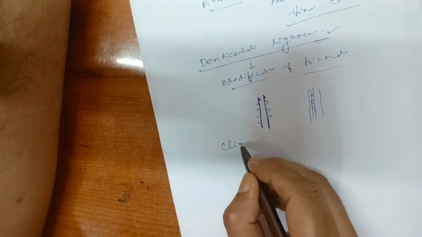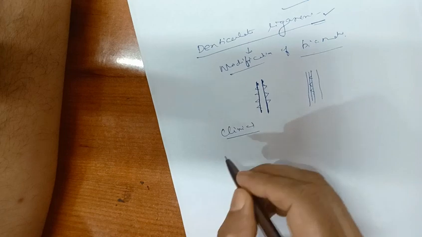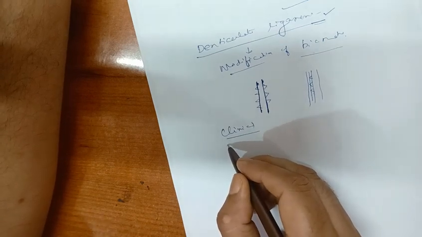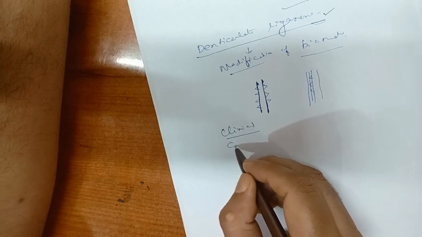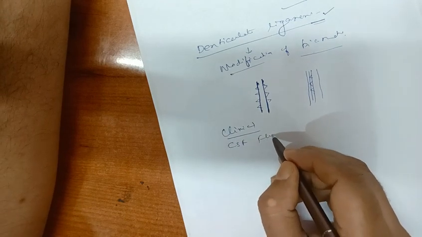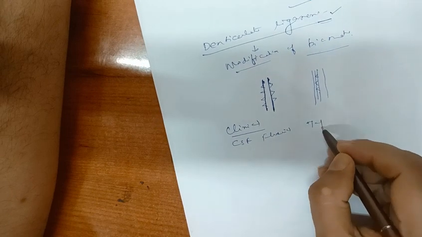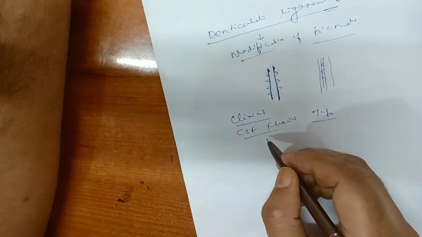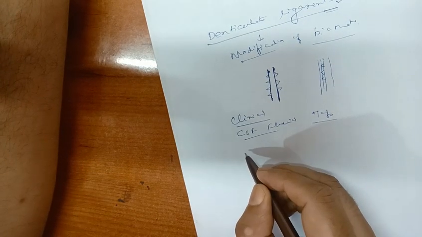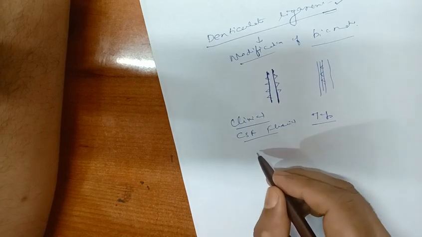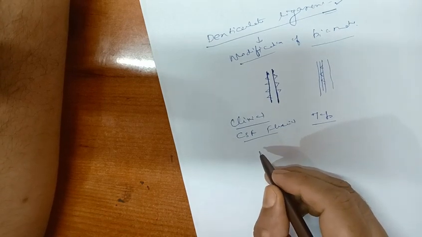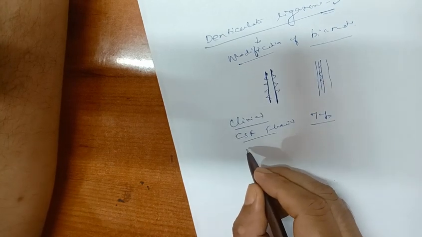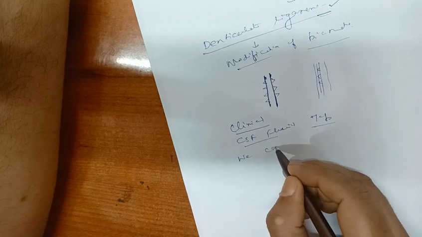Now, some clinical points associated with the spinal cord. We take the lumbar CSF tapping. We do the tapping from the lumbar region, and the CSF is obtained. A lumbar tap is carried out to obtain a sample of CSF for examination, and a needle is passed into the subarachnoid space to inject the antibiotic.